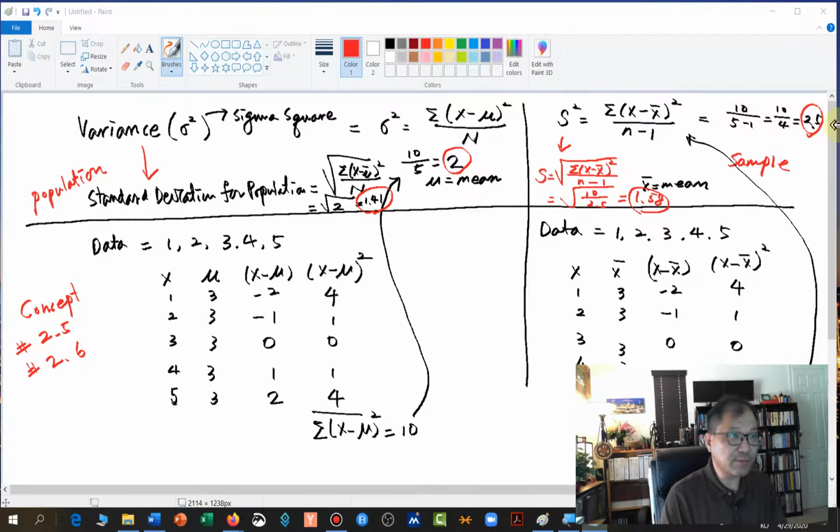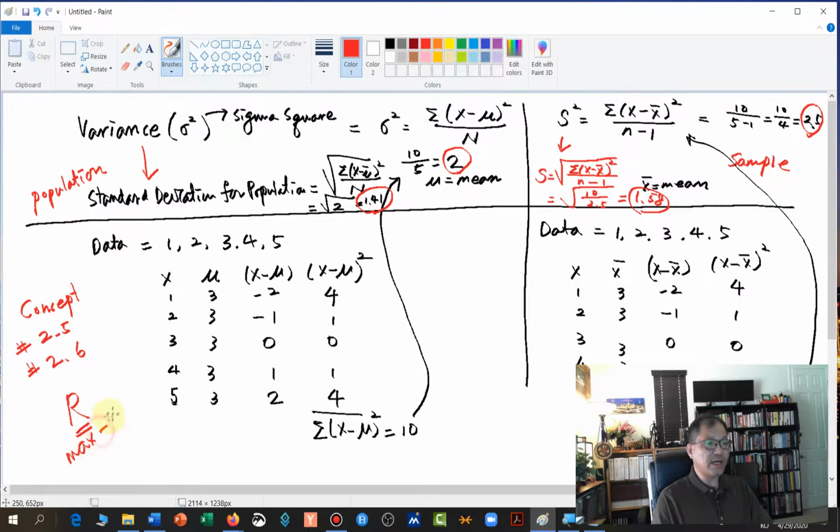Okay, if you look at concept 2-5, you will see measures of variability. We just finished range. Range is the max number minus the minimum number, right? So if you have a data set 1, 2, 3, 4, 5, what is the R value? 5 minus 1 equals 4. That means numbers vary, right? If you want to know more about their differences, you will move to the next level.